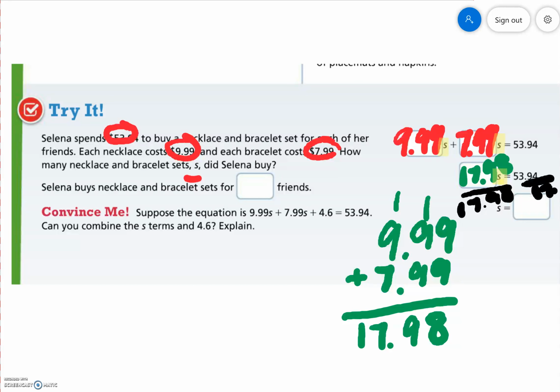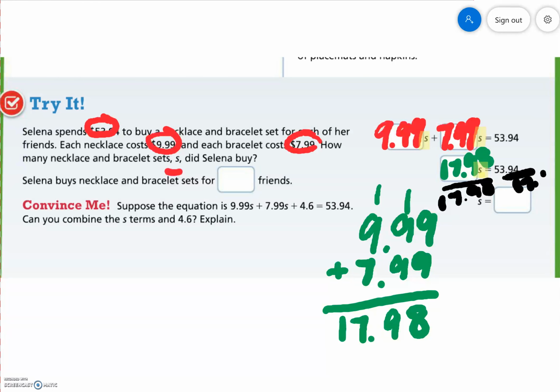Divide by 1.798. And it will cancel out over here, and we're just left with S. So we have to divide 5.394 by 1.798. And we get S equals 3. So Selena buys necklace and bracelet sets for 3 friends.